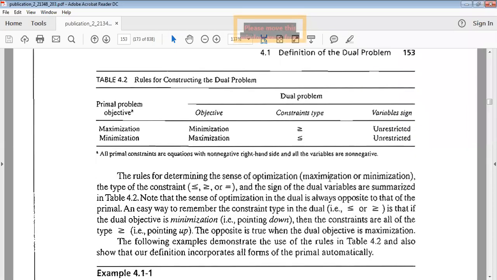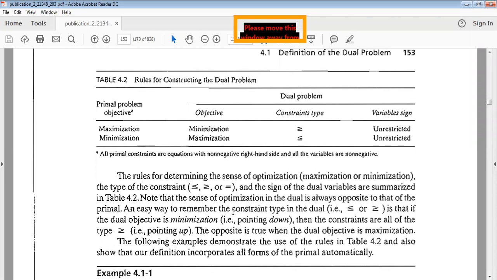The other variables are unrestricted. The rules for determining the sense of optimization, maximization or minimization, the types of constraints, less than, greater than, or equal to, and the sign of the dual variables are summarized in Table 4.2. Note that the sense of optimization in the dual is always opposite to that of the primal problem. So the dual problem is exactly opposite to the primal problem, or else the primal problem is exactly opposite to the dual problem.